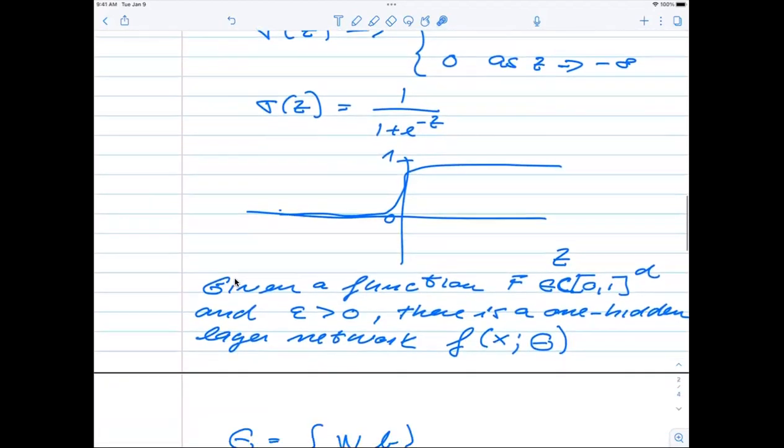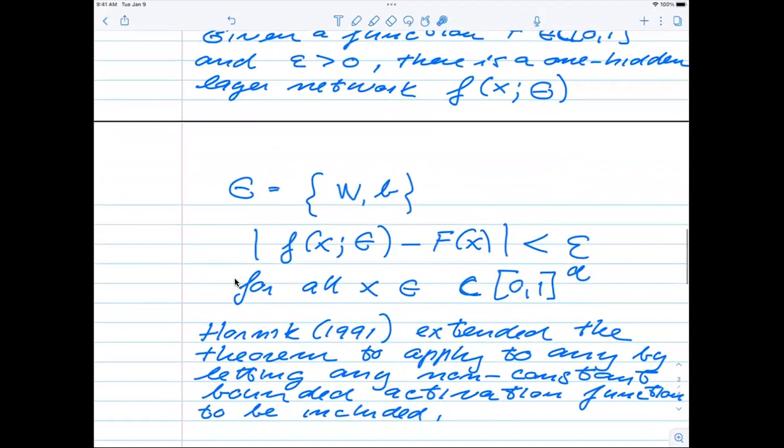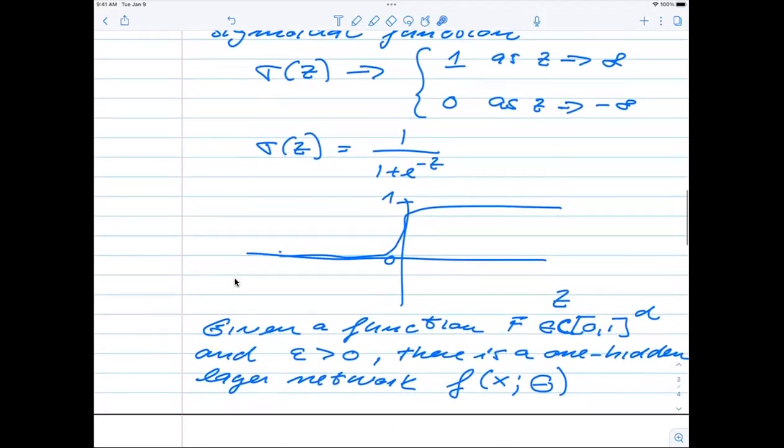Can I ask, when you say a bounded activation function, what kind of function is that? Is it just any boundary?